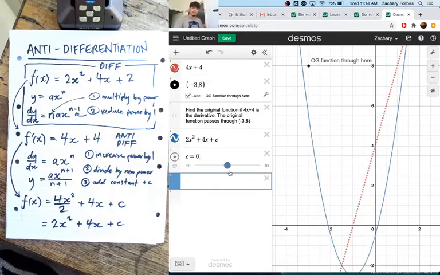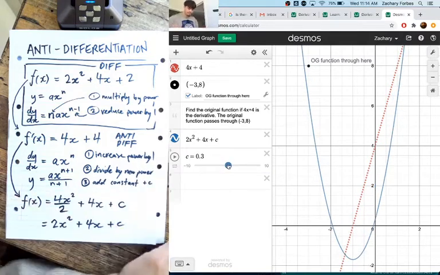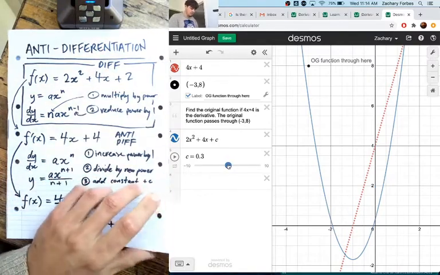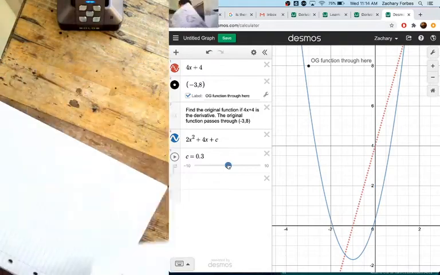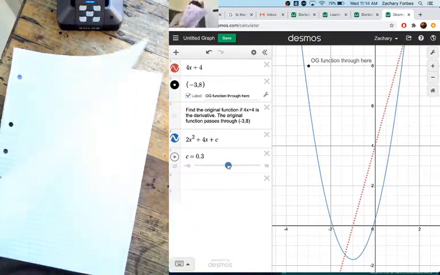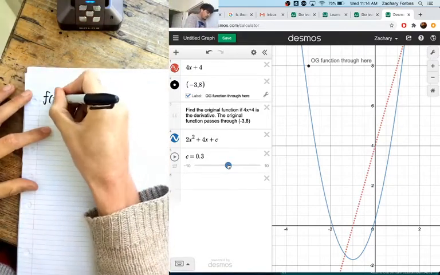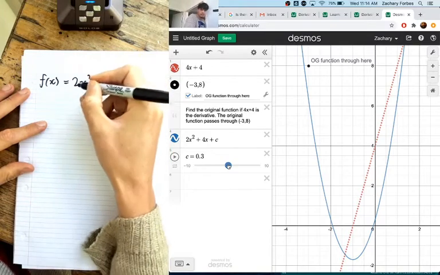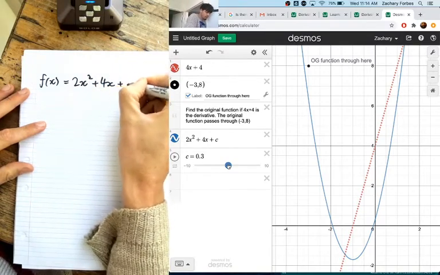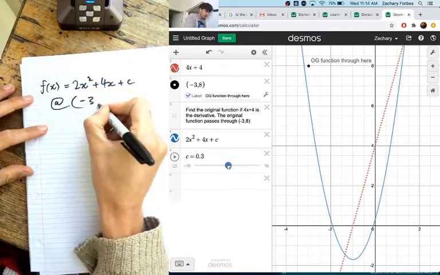Right, so what we're going to do is we're going to find it algebraically rather than just using a slider on Desmos, because we could just do that and we know that c equals 2. But we'll find c equals 2 using a bit of algebra. So let's go to a new page because I've run out of space. So we have this function. This is the original function, f of x equals 2x squared plus 4x plus c. And we're looking at the point -3, 8.